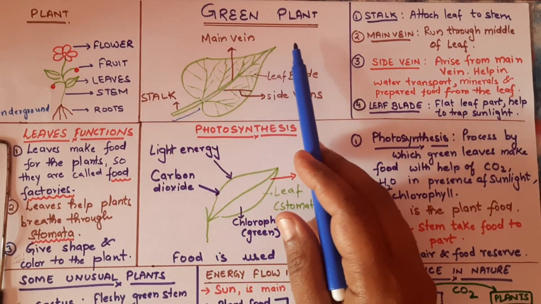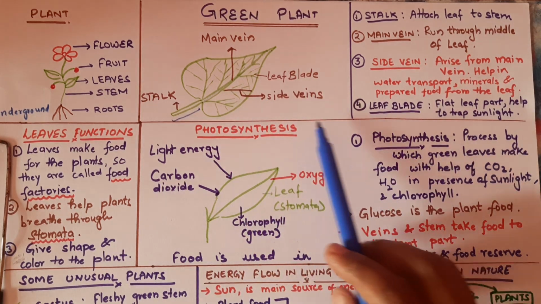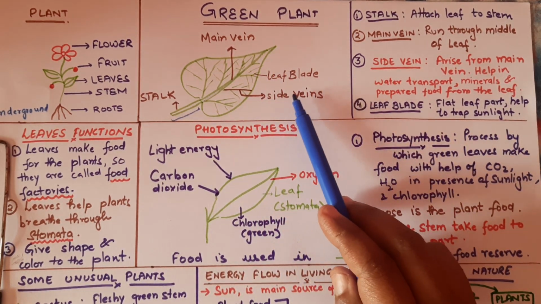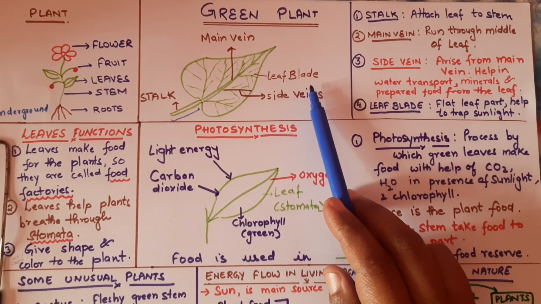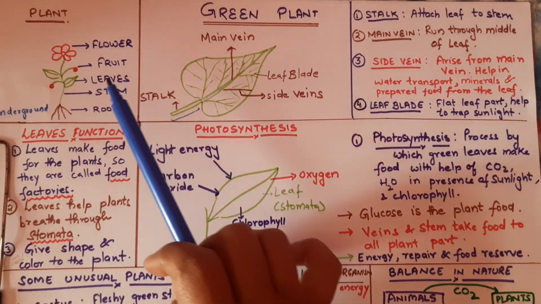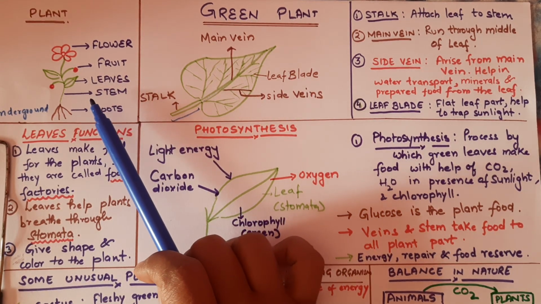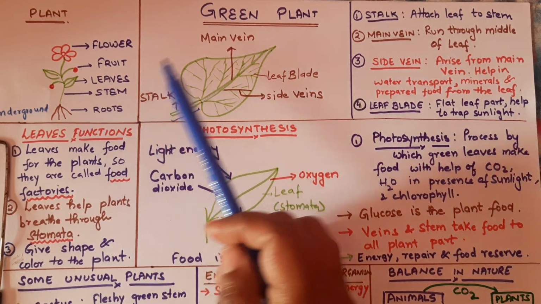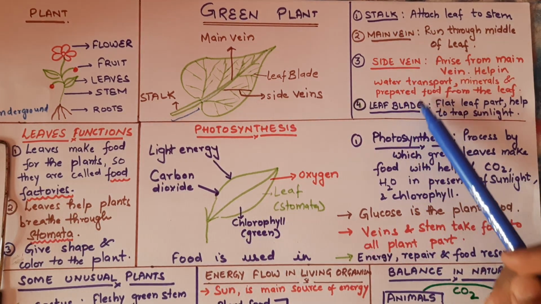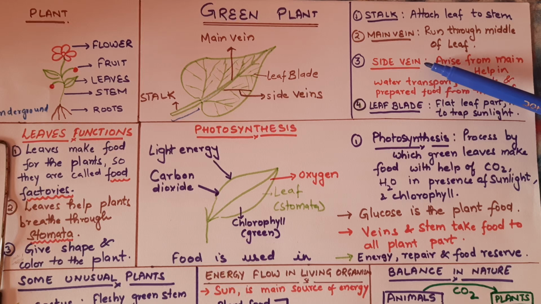Next comes the leaf blade. The flat surface of the leaf is known as the leaf blade. So why is the leaf blade important? Because it helps the leaf to trap the sunlight. So now we have learned what a plant is, the different parts of the plant, the green leaf, and the various parts of the leaf, that is the stalk, main vein, side veins and leaf blade, and what their functions are.